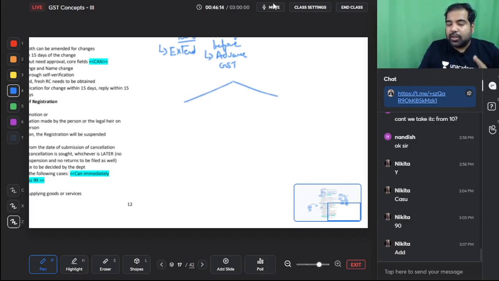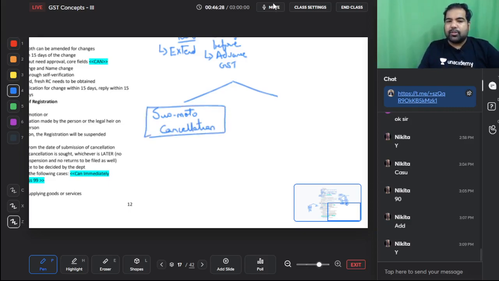This is called cancellation. There are two kinds of cancellation. One is you cancel it on your own. This is suo motu cancellation. Can you do suo motu cancellation? Yes, of course you can. You only applied for registration. Why can't you cancel it? You can definitely apply.